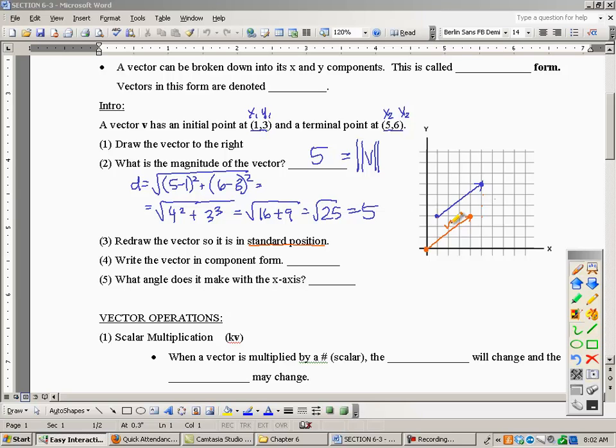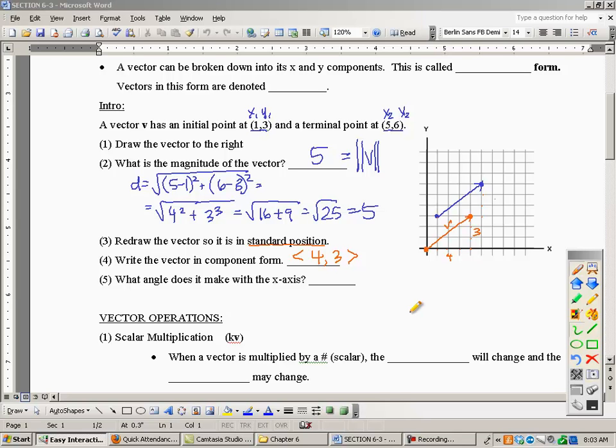In order to write it in component form, they're asking you to go from the initial side, how many x's do you have to move? Well, it's like counting for slope. Basically, I move over 1, 2, 3, 4. So I move 4 in the x direction. And how much do I move in the y direction? 1, 2, 3. So 4, 3 in component form.